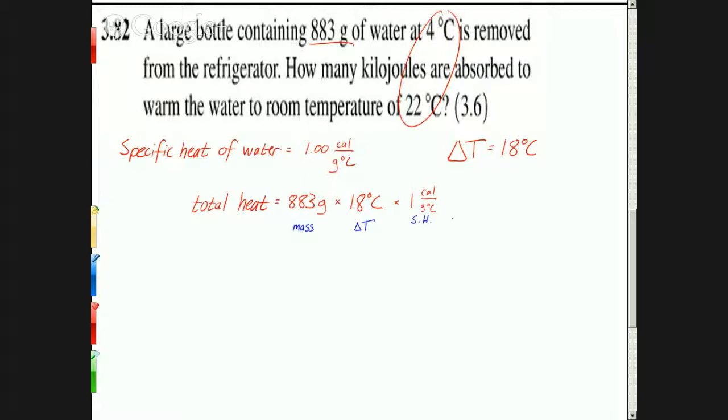Notice what happens with the units here. Grams and degrees C cancel because the ones over here are on the bottom. So cancel, cancel, cancel, cancel, and we're left with calories. Somebody have a phone handy? 15,894. And that's in calories, little c calories.